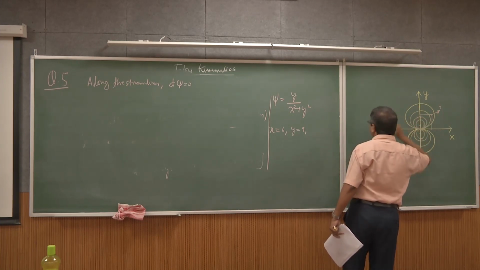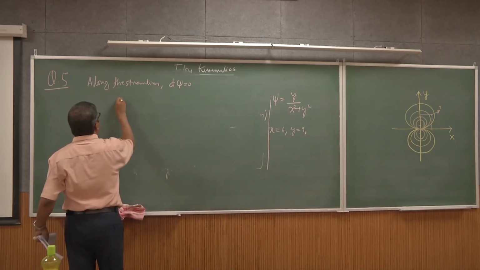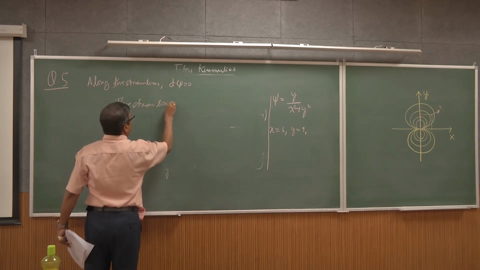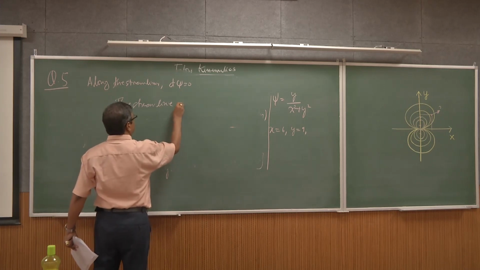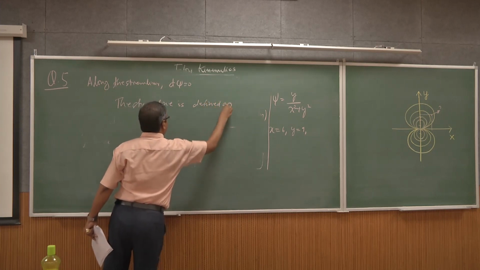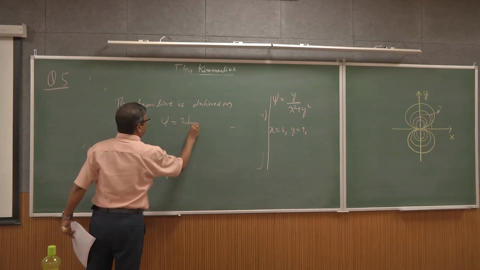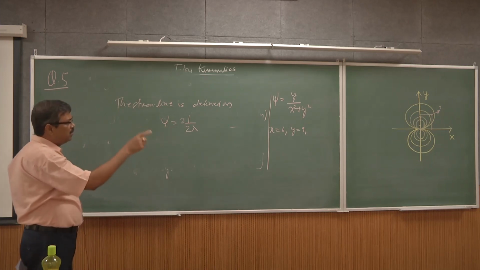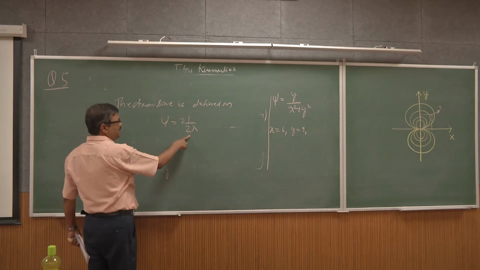Considering that, we define the streamline as a constant, 1 by 2 lambda. 2 lambda is used to make it easy to write the circular equations. That's the reason 2 lambda is given.